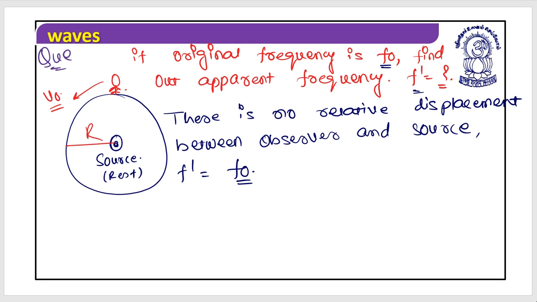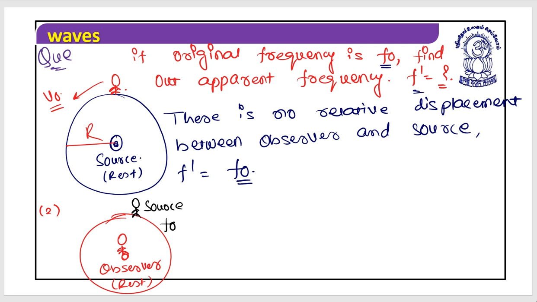Okay, let's take a second case in which the situation is slightly reversed. Let's say the observer is standing over here, at rest, and this one is the source which produces a sound wave with f0. It is moving in this direction with speed v0. So again you need to find the f dash.